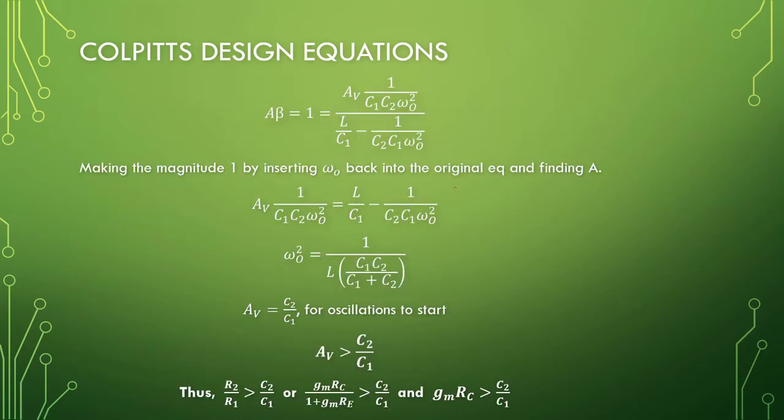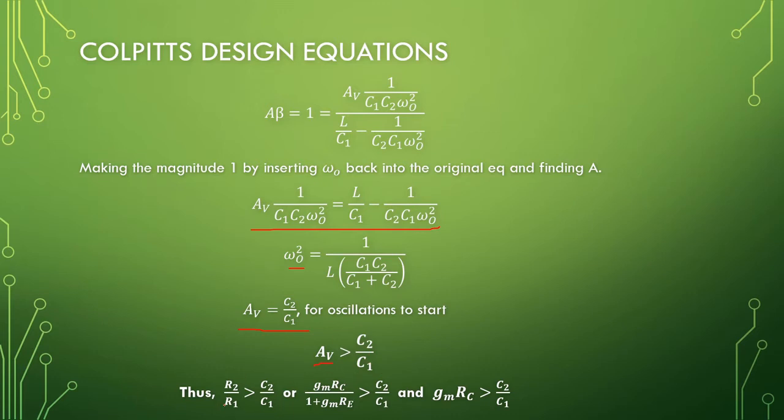Okay, so what's left is this whole term here should be equal to 1. Okay, so we can get everything standing alone, and we add our omega 0 squared in, and it will reduce to that our gain should be capacitor 2 over capacitor 1 to start the oscillation. So basically, our gain should be higher than the capacitor ratio.